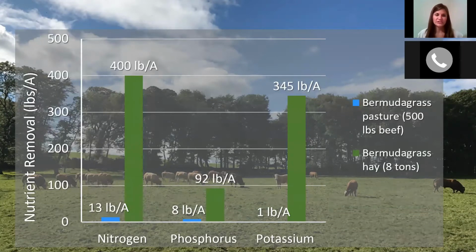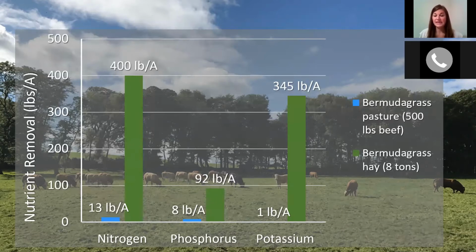So continuing with the conversation of how nutrient cycling is very different in hay and in pasture systems, this is a good graph to illustrate this. In this graph, we have nutrient removal in pounds per acre of 3 of our macronutrients, nitrogen, phosphorus, and potassium. And we have these compared in Bermuda grass pasture systems and Bermuda grass hay systems. So the blue bars are representing Bermuda pasture and the removal of 500 pounds of beef. So with each 500 pounds of beef that we remove, we're removing 13 pounds of nitrogen, 8 pounds of phosphorus, and about a pound of potassium.